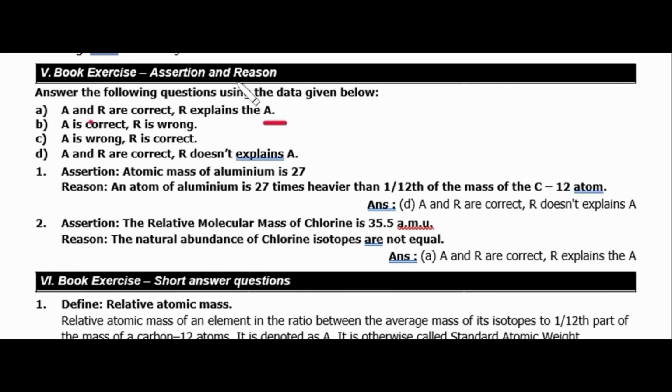Next, Roman letter 5, assertion and reasoning. Assertion: atomic mass of aluminum is 27. Reason: an atom of aluminum is 27 times heavier than 1 by 12th of the mass of the carbon 12 atom. Answer: A and R are correct, and R explains A. Second one, assertion: the relative molecular mass of chlorine is 35.5 AMU. Reason: the natural abundance of chlorine isotopes are not equal. Answer: A and R are correct. R explains the assertion A.